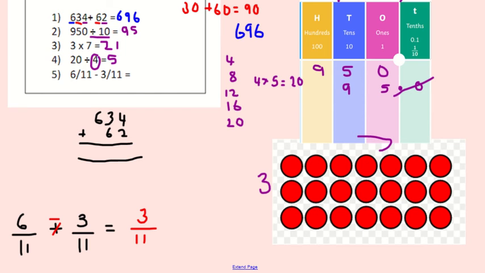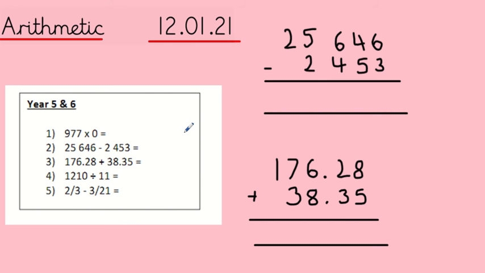Okay, we're going to move on to have a look at the questions from Year 5 and 6. Now, lots of you should be feeling very confident with these questions, so we can move quite quickly through the answers and the modelling. Let's have a look at question number 1. 977 multiplied by 0 will be 0.